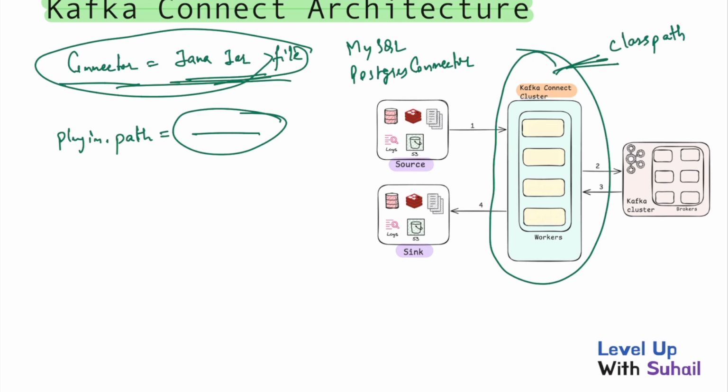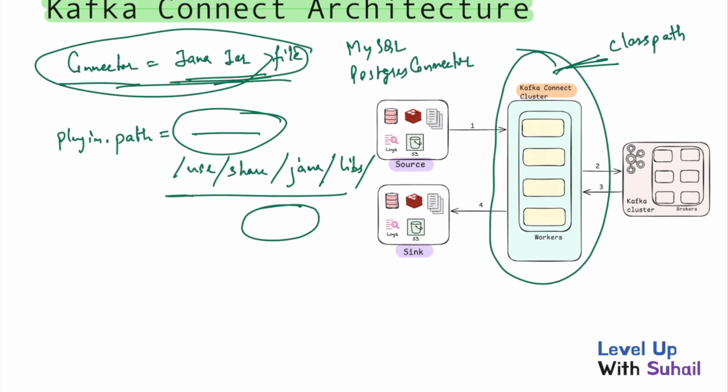So let's say you have the plugin path as /usr/share/java, let's say the libs. So all your connectors should be available in this path. Now, when you spin up this Kafka Connect cluster, you need to specify which connector you want to use because you have a lot of connectors available, right?